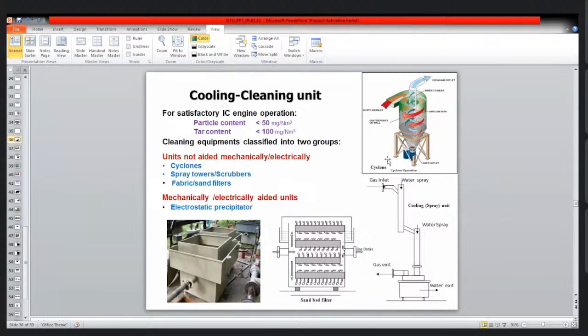Now there is a cooling cleaning system. We can also see what the important standard is. The particulate content should be less than 50 milligram per meter cube at normal condition, and tar content should be less than 100 milligram per meter cube at normal condition. These conditions are basically for IC engine, because we have experience of IC engine only. For gas turbine, these conditions are more stringent. So different kinds of cooling cleaning subsystems are used.